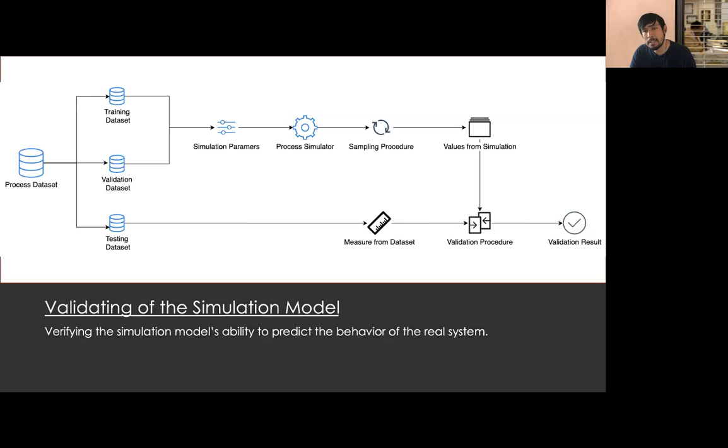We use the testing dataset for a final verification. Using the simulation, we obtain multiple samples of the target measure, like the number of features, and then compare if they match what's observed in the testing dataset. This comparison can be done via hypothesis testing, confidence intervals, or even expert opinion.